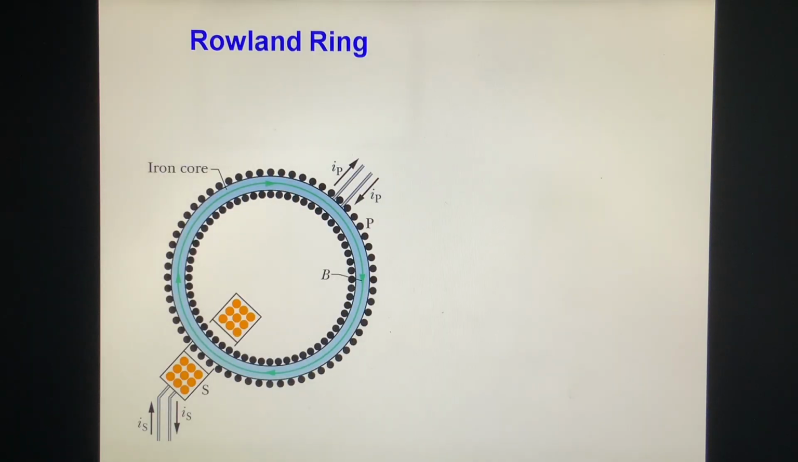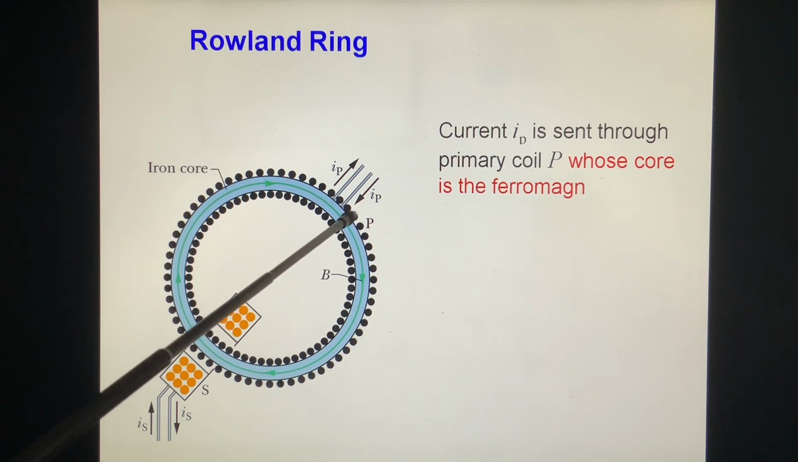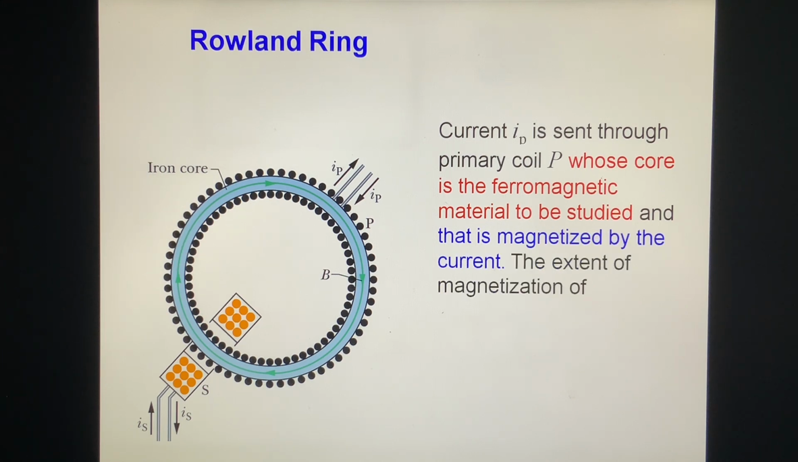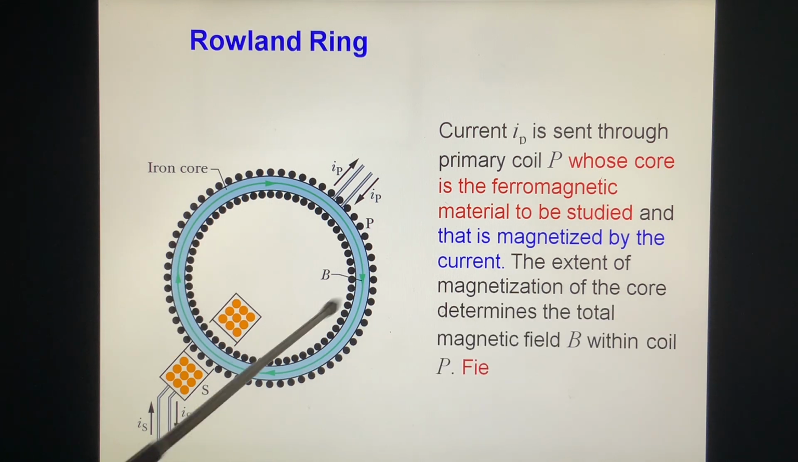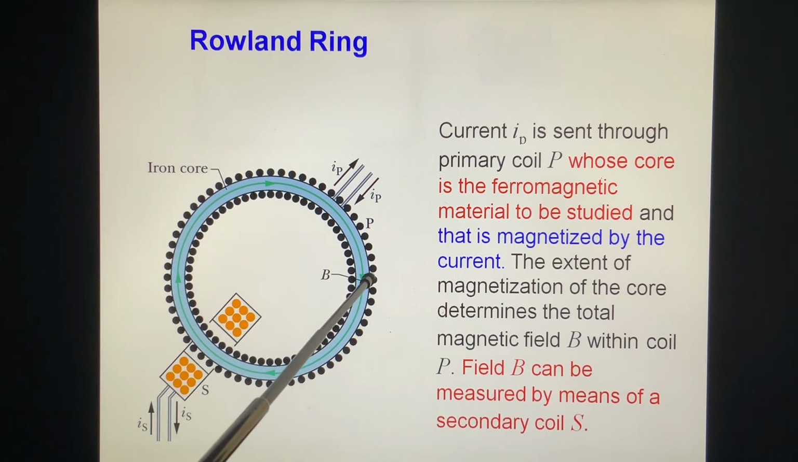This is the Rowland ring. You have a primary coil, the black dot, and a secondary coil, the orange dot. And you have a core. Current I_P is sent through primary coil P, whose core is the ferromagnetic material to be studied. Here we used iron, and that is magnetized by the current. The extent of the magnetization of the core determines the total magnetic field B within the coil.